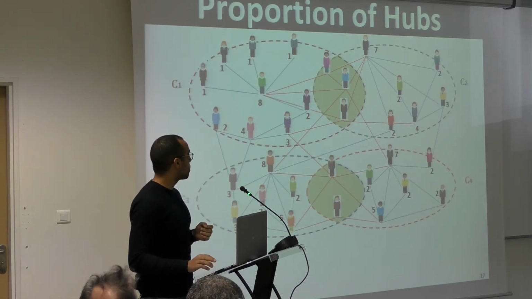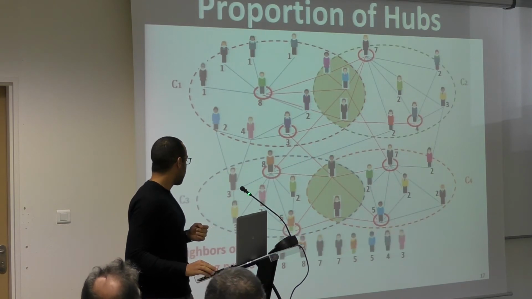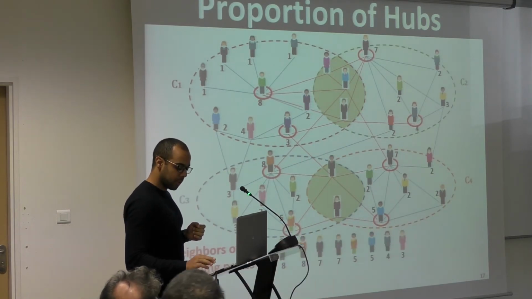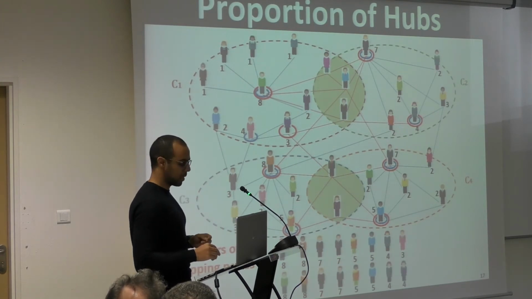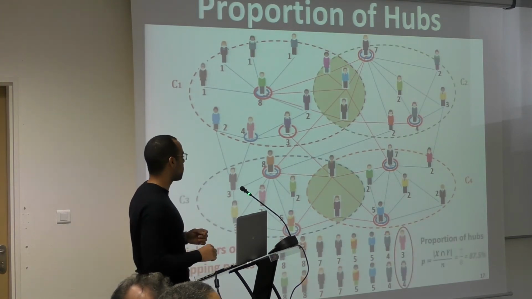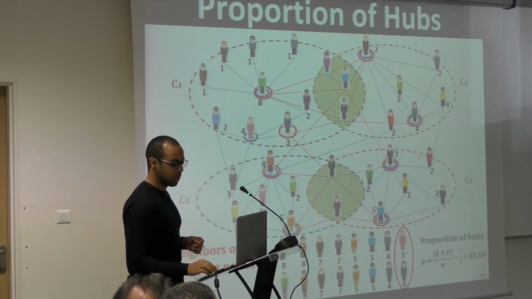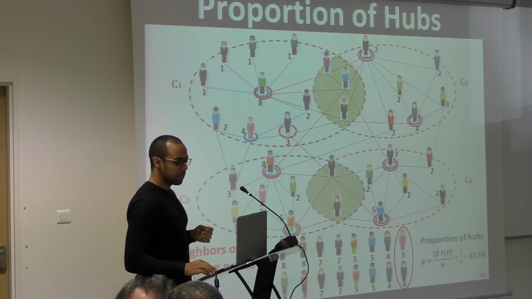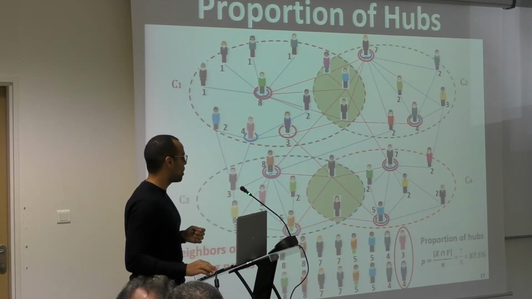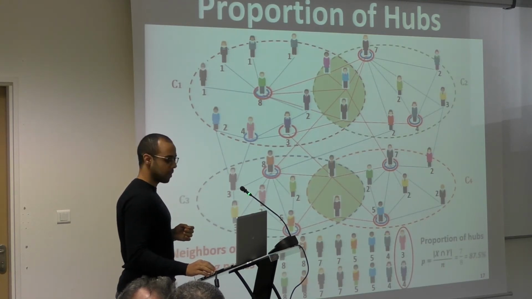So if we consider this toy example, we have the list of neighbors of the overlapping nodes and the list of hubs. They share the first 7 elements and have different last 2 individuals. So the proportion of hubs in this case is 7 divided by the size of the list, which is 8. So it is equal to 87%.